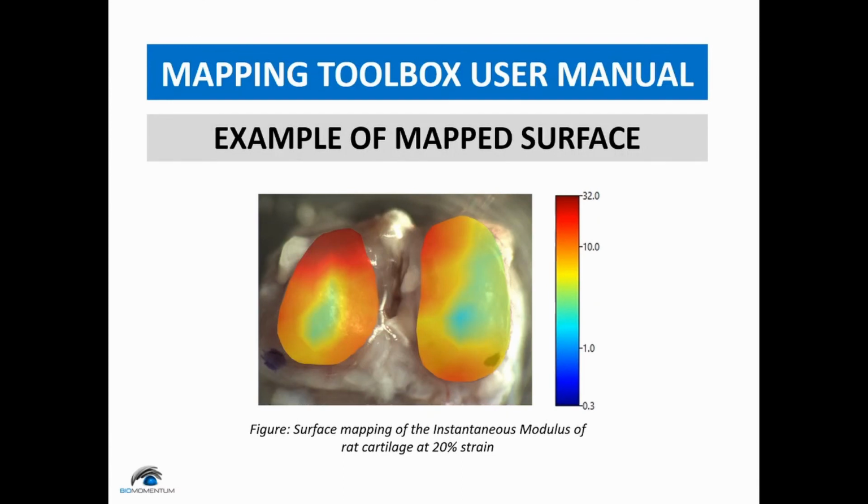Here is an example of a rat cartilage with instantaneous modulus at 20% strain mapped onto the sample surface.